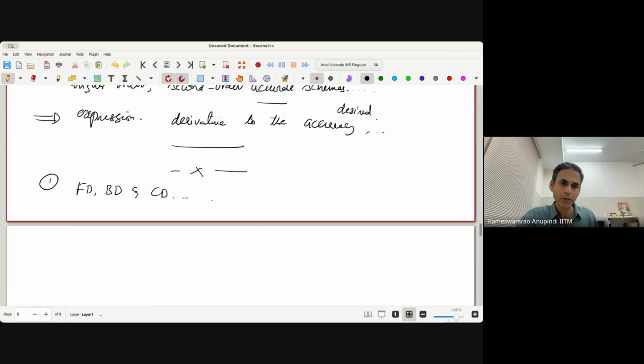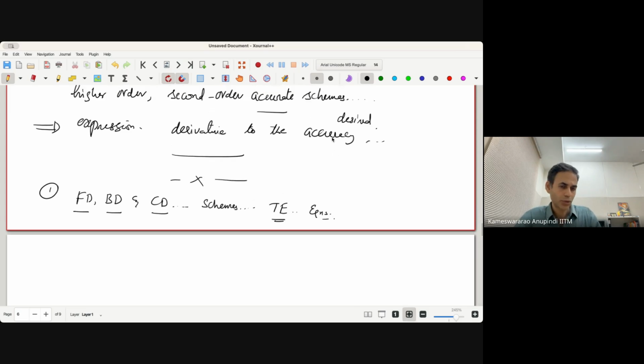So going forward, in tomorrow's lecture we're going to look at how to obtain expressions for these derivatives to whatever order of accuracy we intend, using forward differencing, backward differencing, and central differencing schemes. That is what we're going to do in tomorrow's class, and then move forward to calculation of truncation error for certain equations. That is what is going to come next. Then I'm going to stop here.